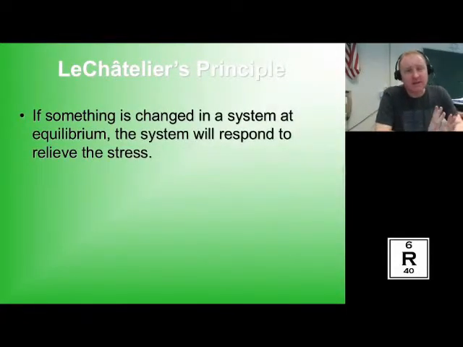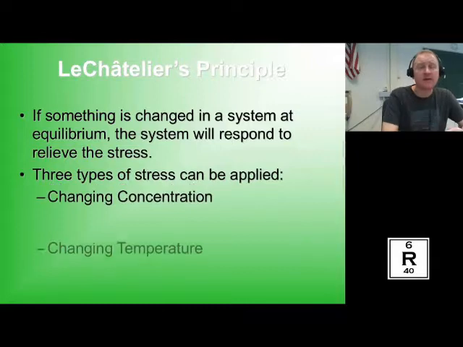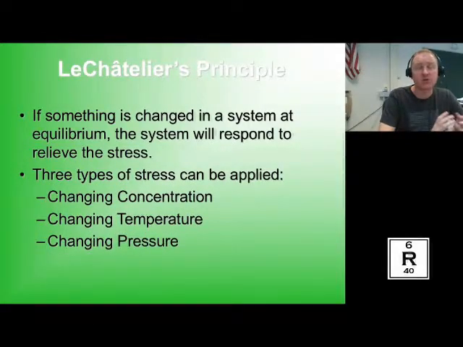And this states that if something is changed in a system at equilibrium, the system will respond to relieve the stress. For instance, there are 3 different things that I'm going to talk about on ways you can stress a system. The first being changing the concentration of either the products or the reactants. If we change the concentrations of a system at equilibrium, that will stress a system.